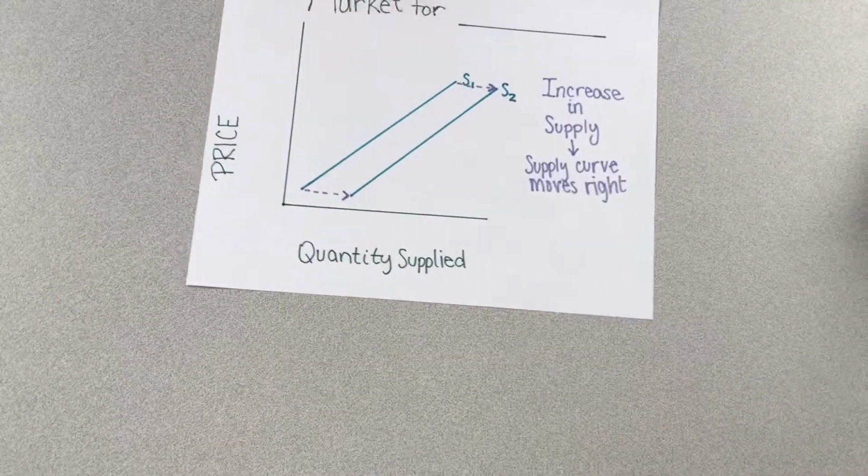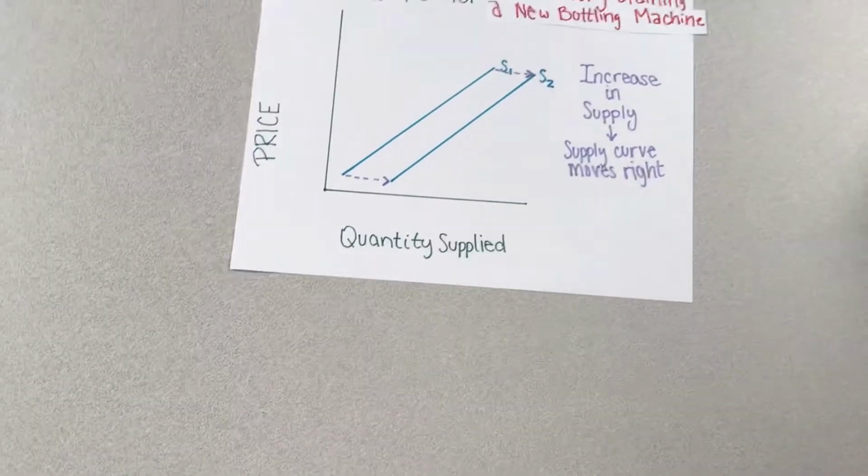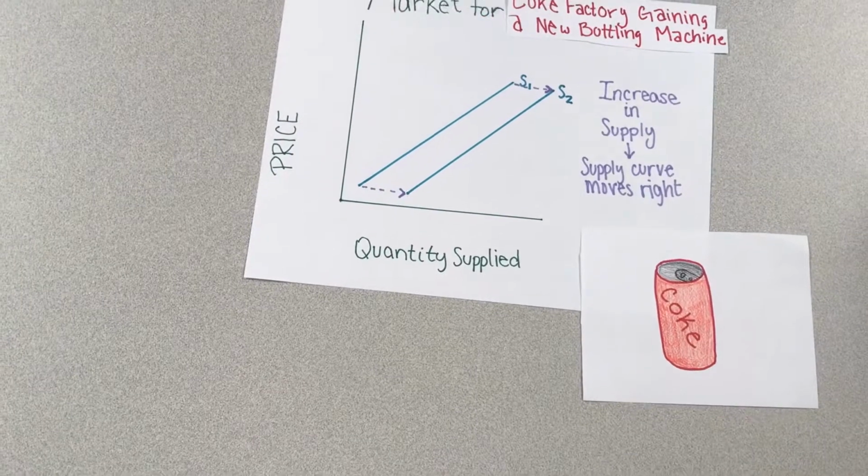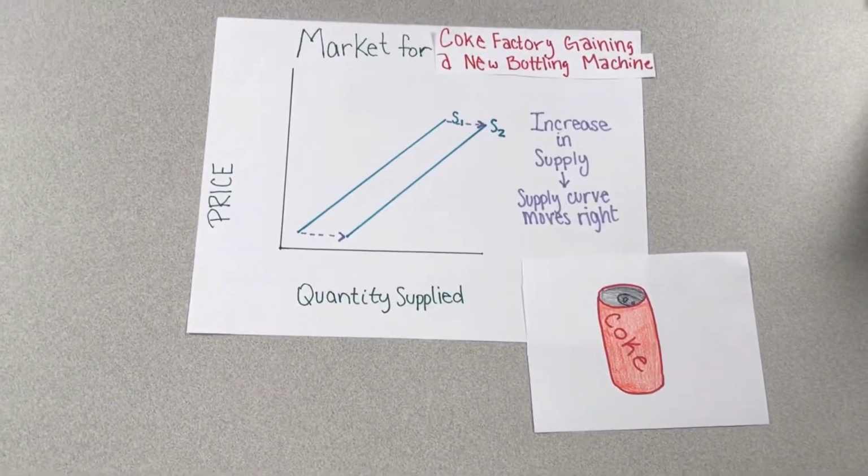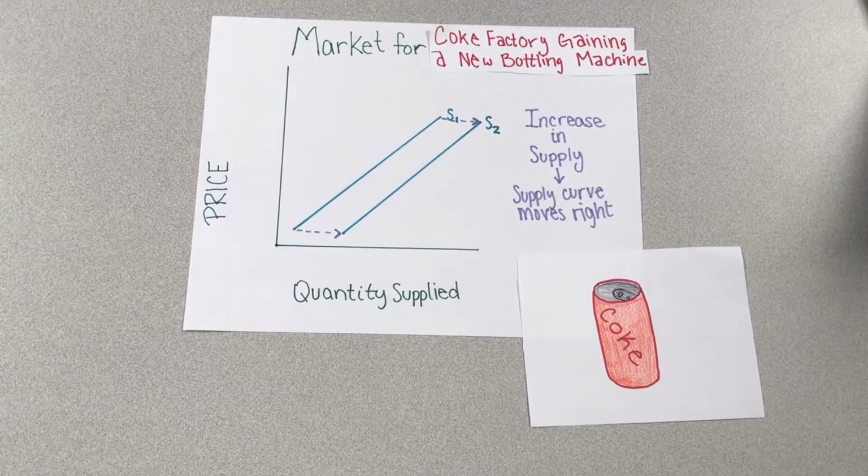The second one happens when technology improves. For example, the Coke factory getting a new bottling machine, allowing the Coke factory to bottle more than before. The technology improvements increase production because you can produce more at a faster rate, therefore allowing them to sell more.